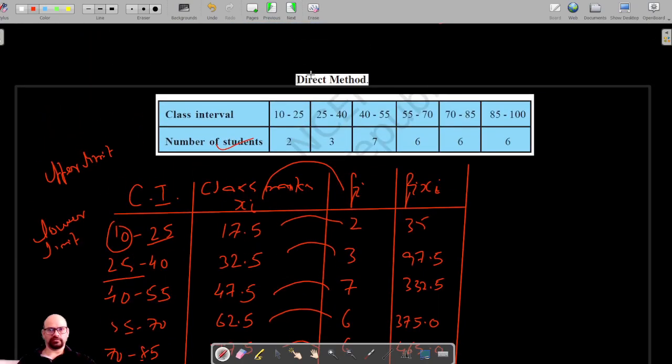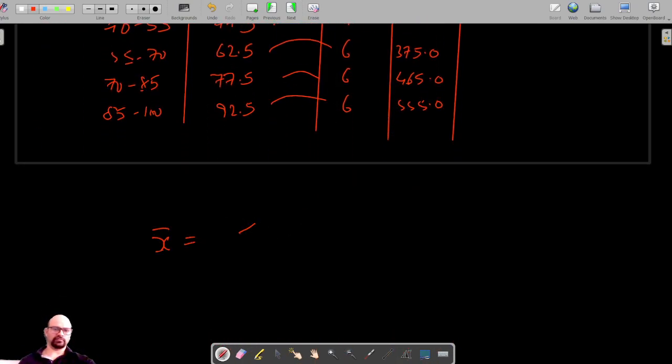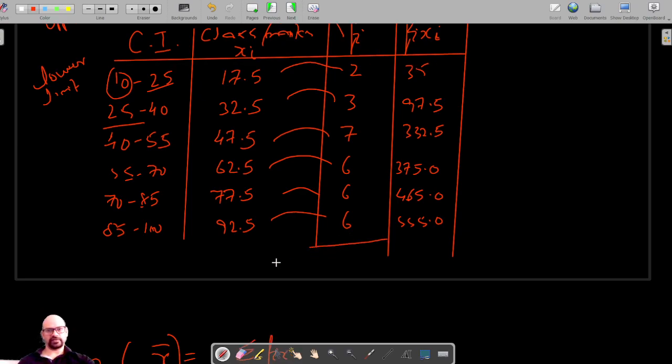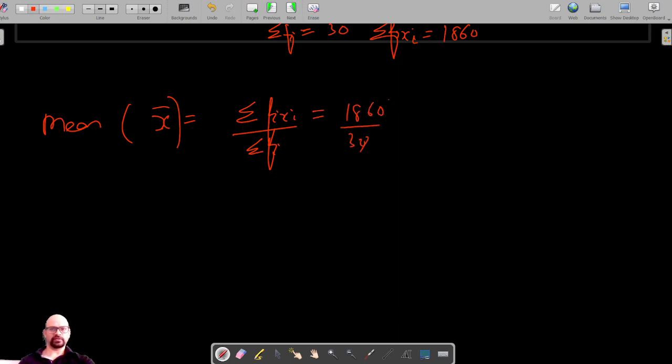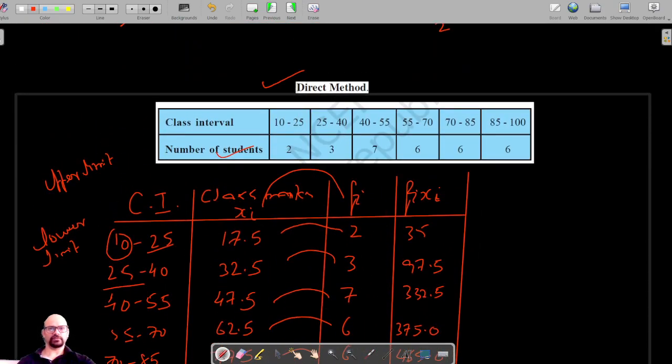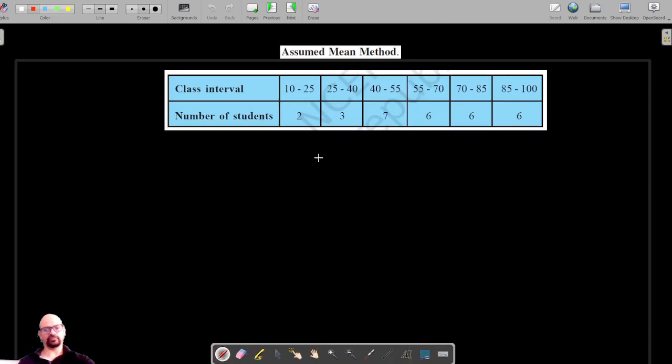Now as we are going to use the direct method, the formula for the direct method is mean, this is the symbol for mean, equal to sigma fi into xi divided by sigma fi. Sigma fi is 30, we all know, because there are a total of 30 students. If I add this column, sigma fi into xi, this will give me 1860. Putting in the values, 1860 divided by 30, so the mean here is 62. So this is a new method of finding the mean, called the direct method. We have used the direct method here, and let's move on to the next method, that is the assumed mean method.